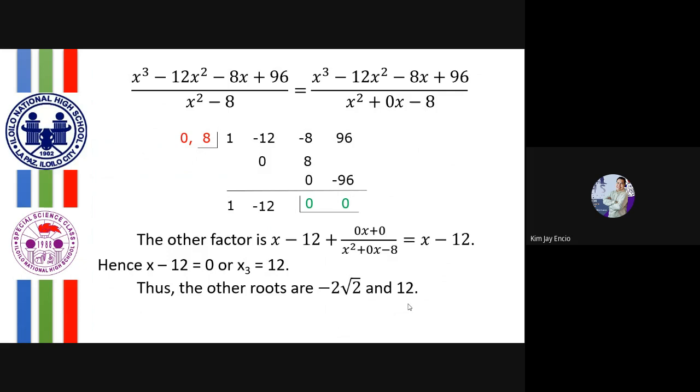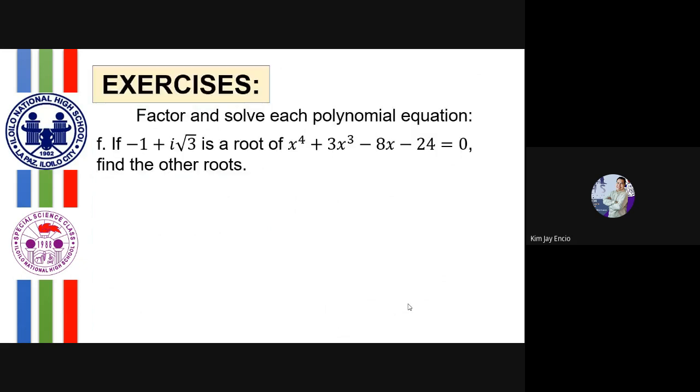So that's it for this one. And let's have another one. If negative 1 plus i square root of 3 is a root of x to the fourth plus 3x cubed minus 8x minus 24 equals 0, find the other roots.